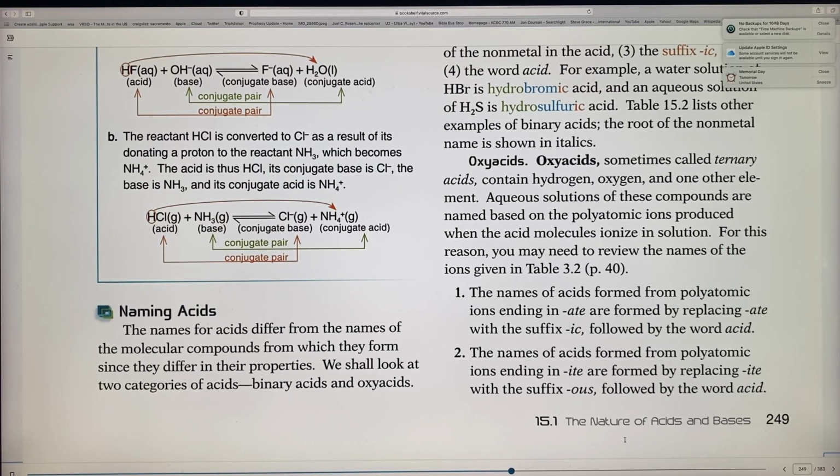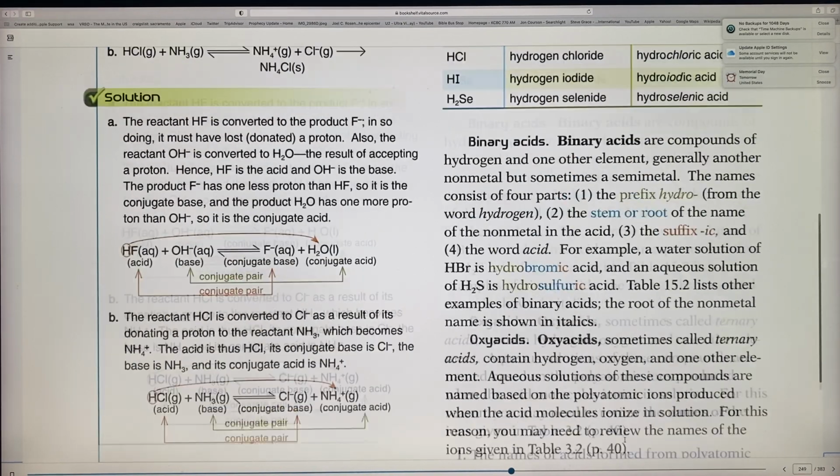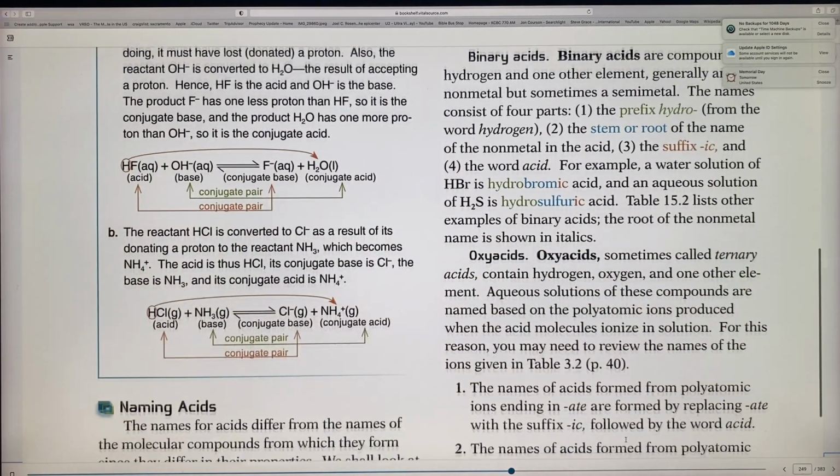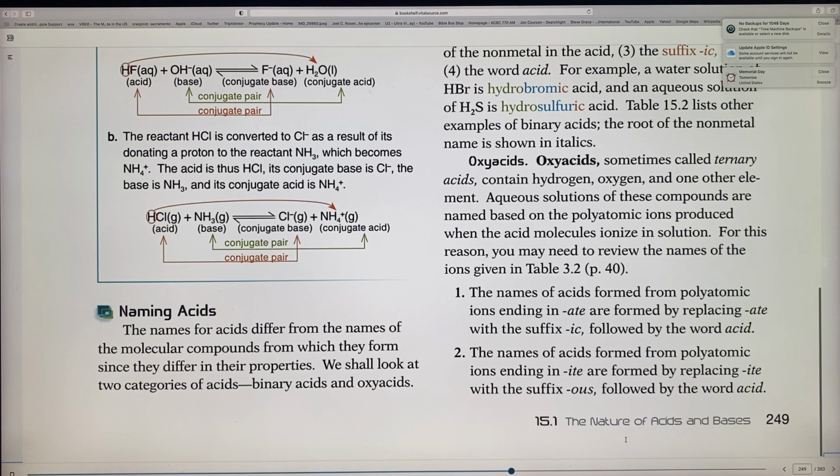oxyacids. And these are called ternary acids, or they're a different kind. They're not just hydrogen with one other element. We'll see, they have oxygen in them. Let's just say they're called oxyacids, or ternary acids, but that's just another name. And these acids are based on polyatomic ions, poly meaning many atoms put together. For this, they want you to go back and review all of these different ions on the table.